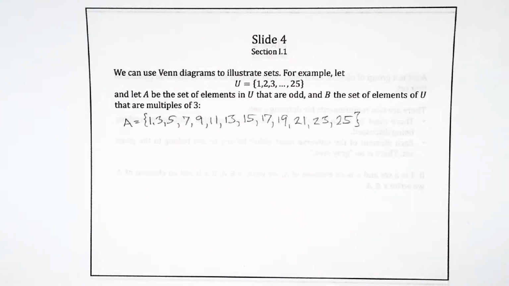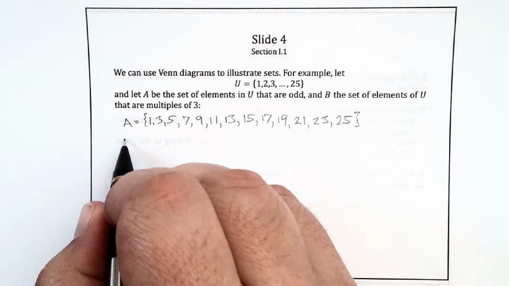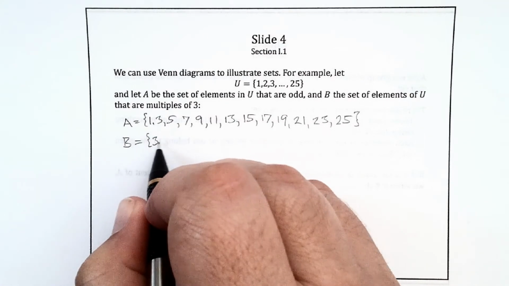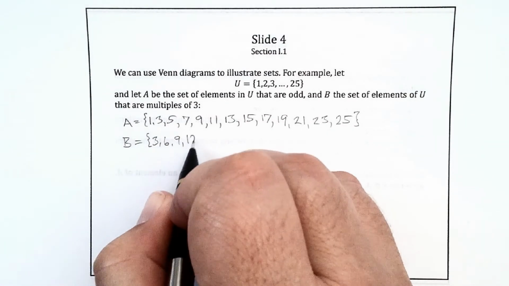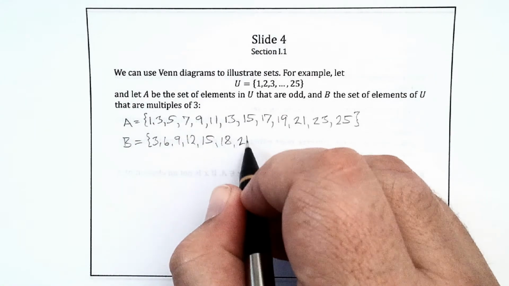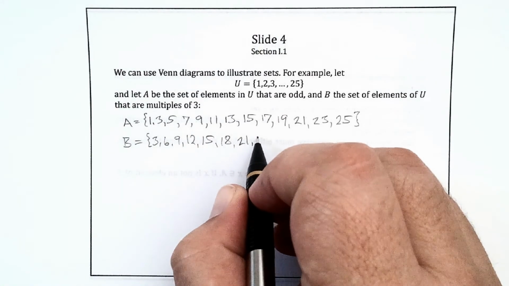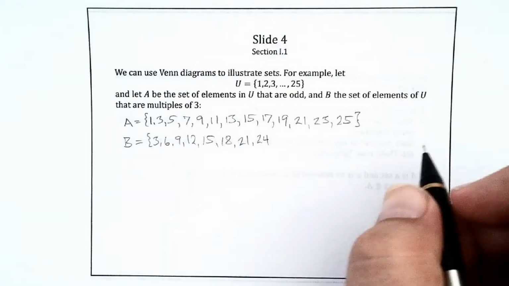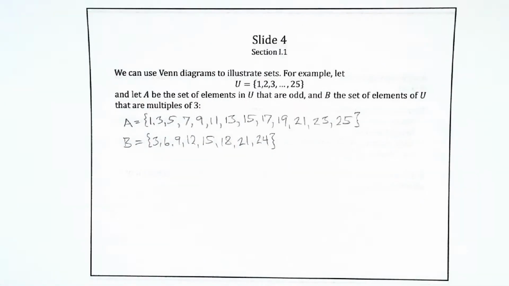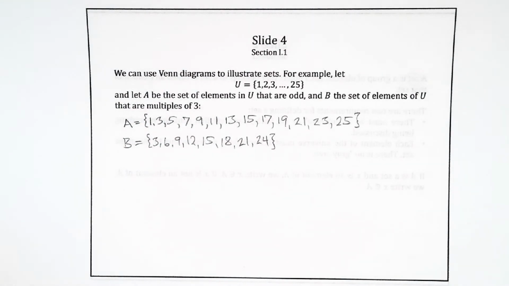Okay, so that's the set A. The set B is the multiples of 3. So it's going to be 3, 6, 9, 12, 15, 18, 21, and 24. And then U, the universe, that's 1 through 25. That contains both of those.